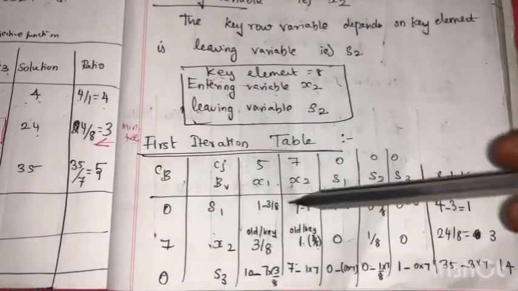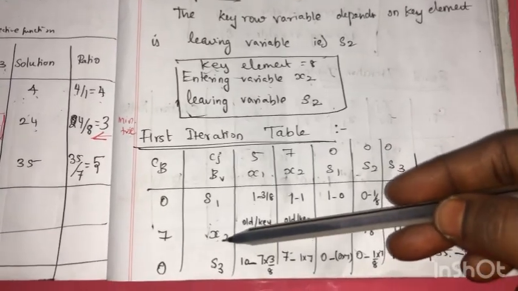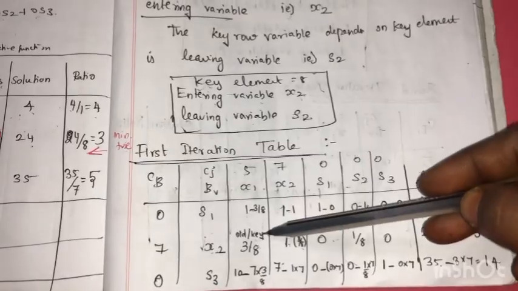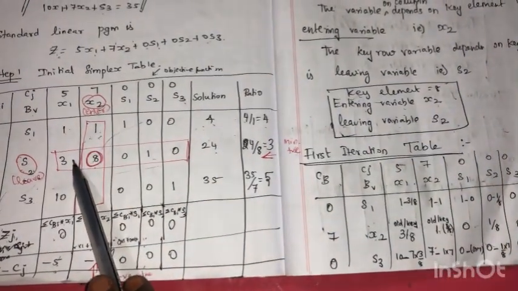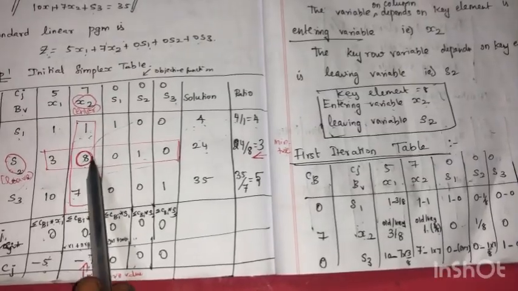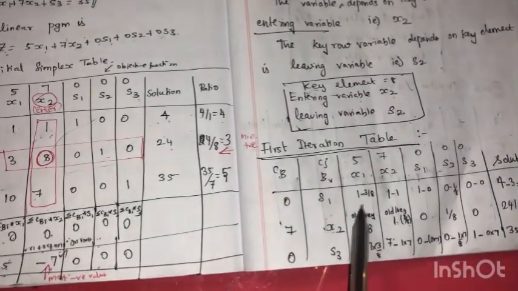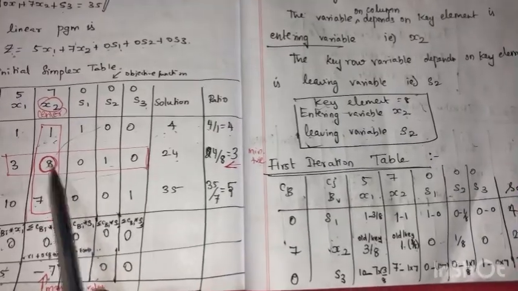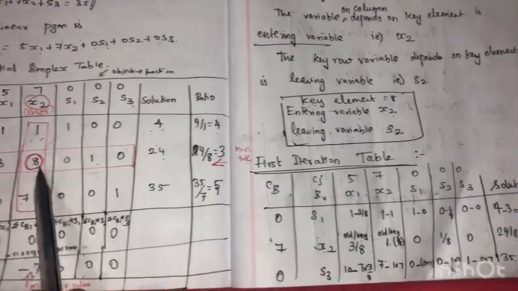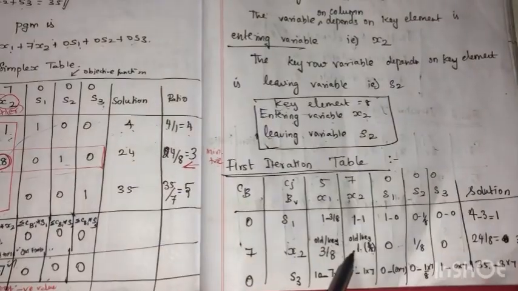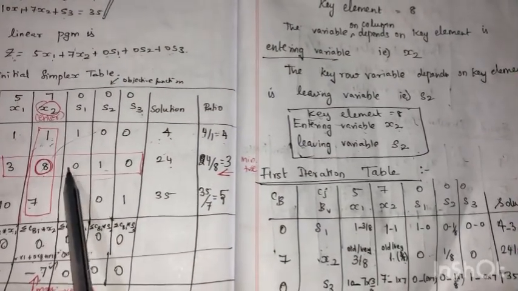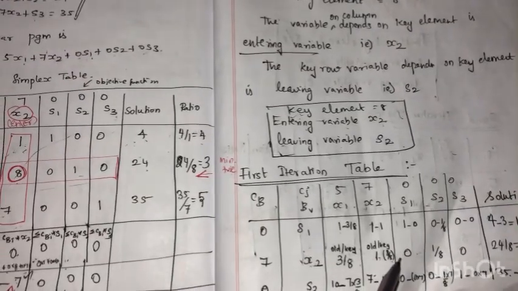For finding out the new x2 values, the formula is old element divided by the key element. The old element we have here is 3, so 3 by 8. Here the old element is 8, divided by the key element 8, so 8 by 8 is 1. Here the old element is 0, our key element is 8, so 0 by 8 is 0.